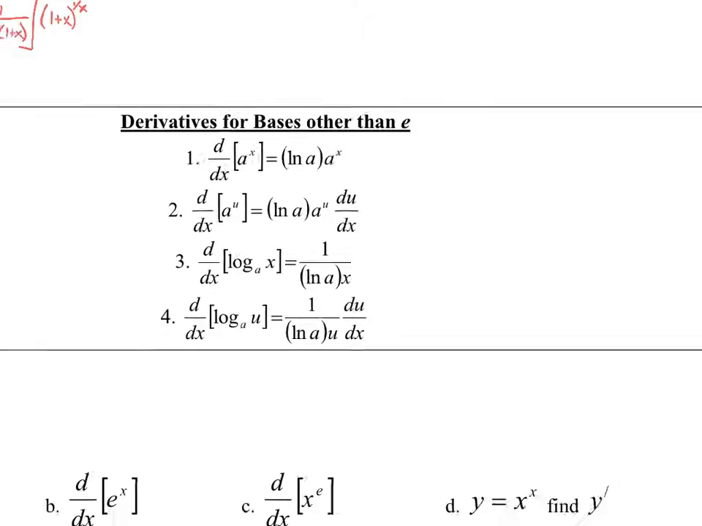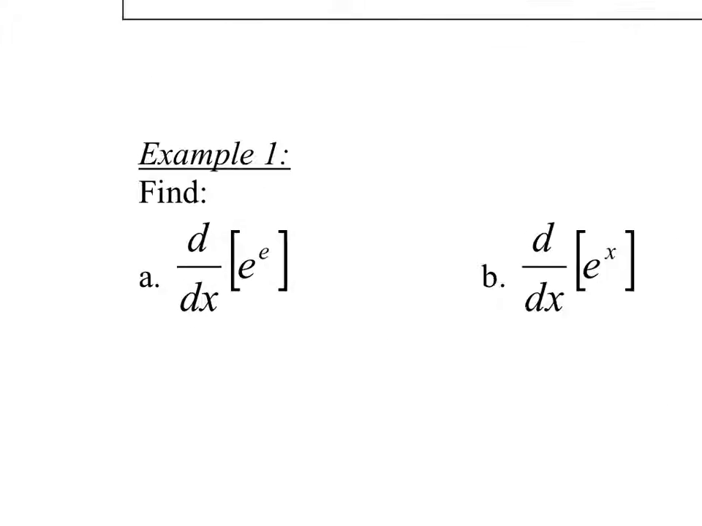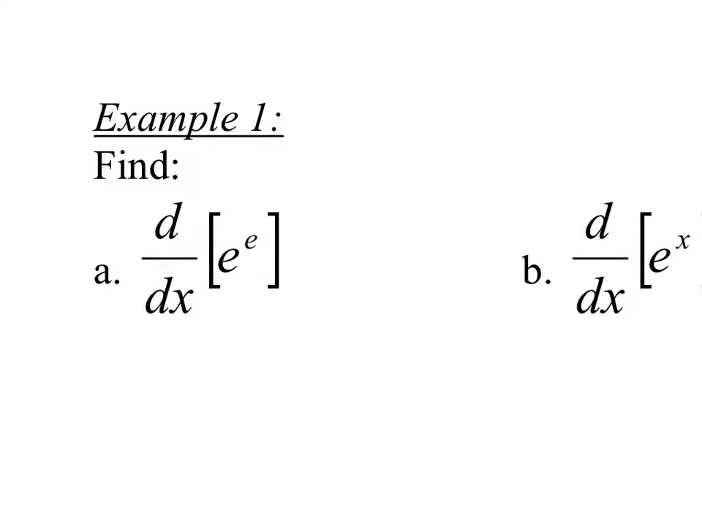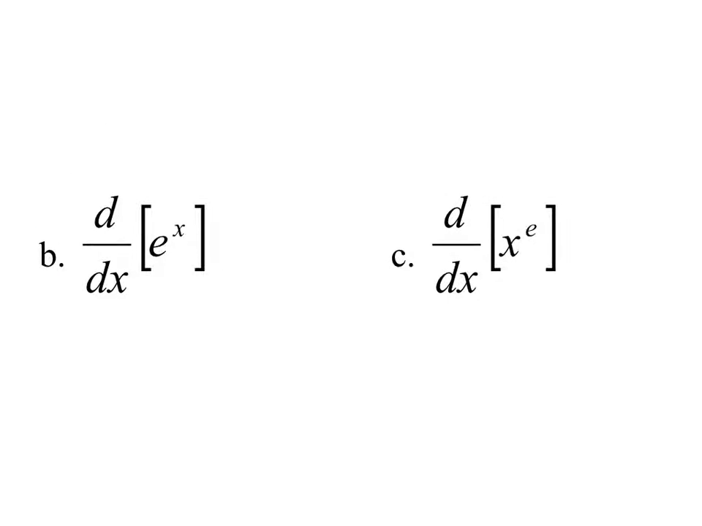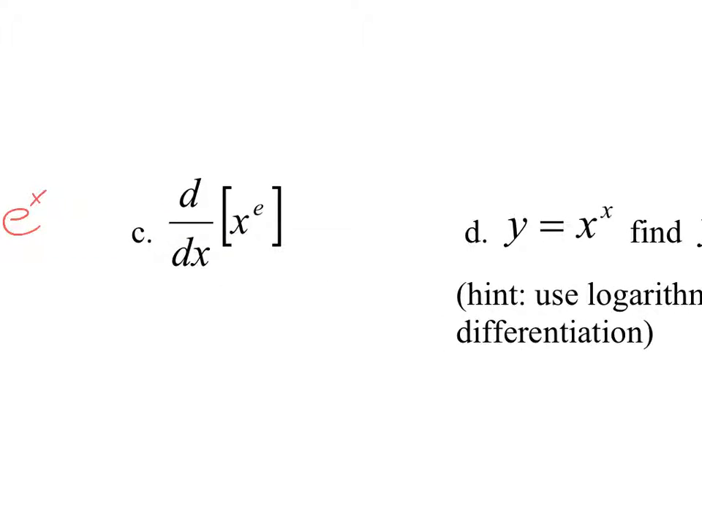So let's actually practice using this a little bit. Okay? What's the derivative of e to the e? It's just derivative of 1. What is it? Wait, no, it's not 1. It's 0. What's e to the e? It's a constant, right? Yeah. Start you off with a trick question. Not really a trick question, but be careful. So then the derivative of e to the x is e to the x. Okay? How about x to the e?